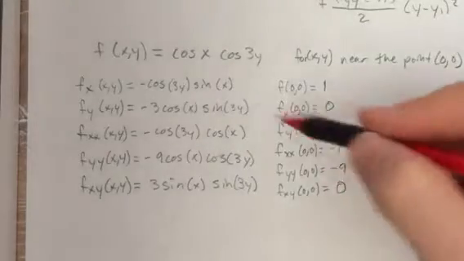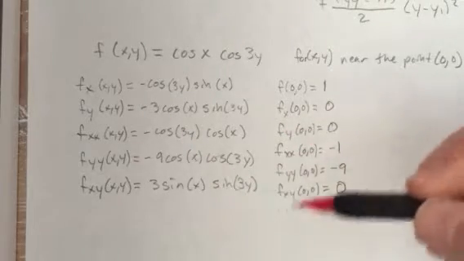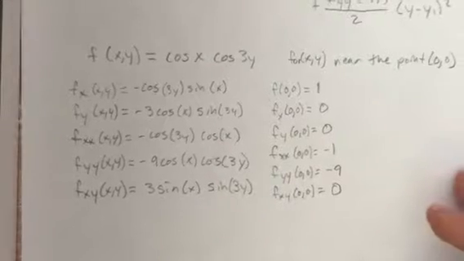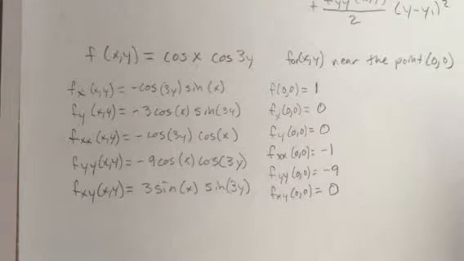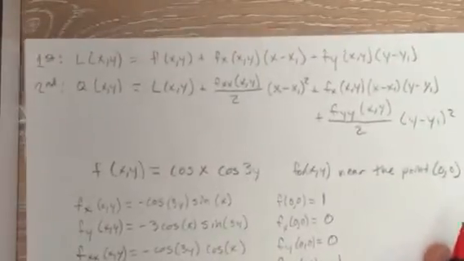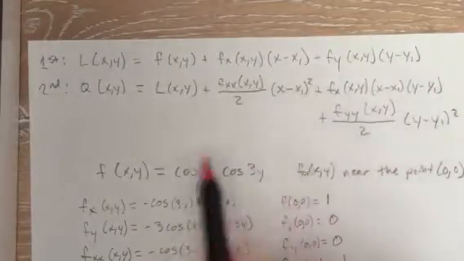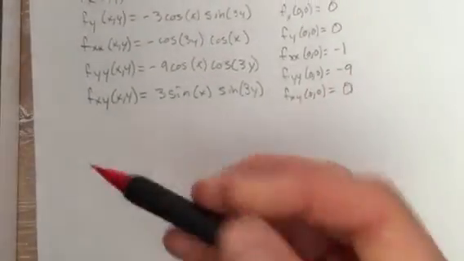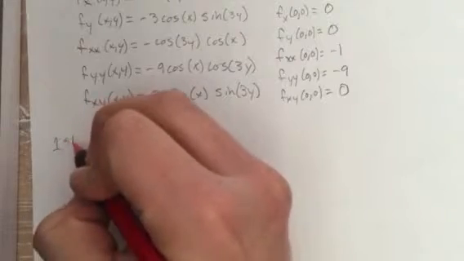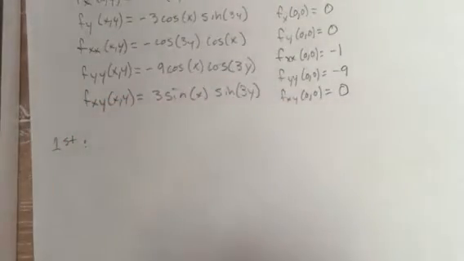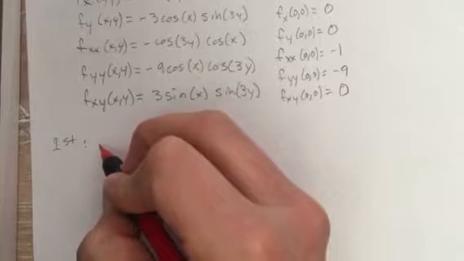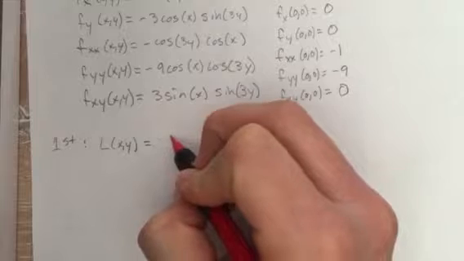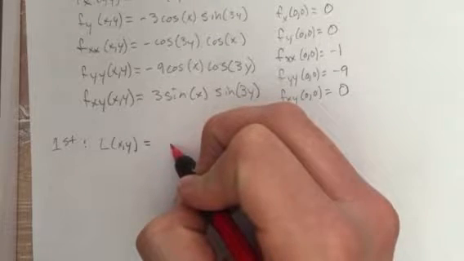Alright, so now that you've gotten through all this, I think this makes everything a lot easier, because now you're basically at a plugging-in stage and solving for the equations that you should know from up above. So we're going to start off by finding the first degree polynomial, which is going to be L of x,y equal to your f of x,y.